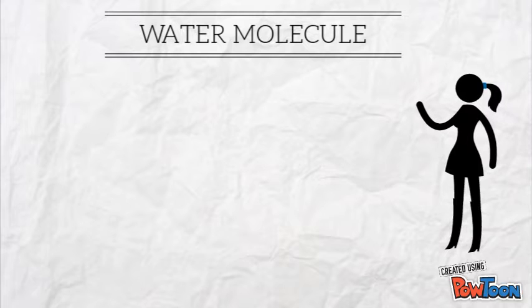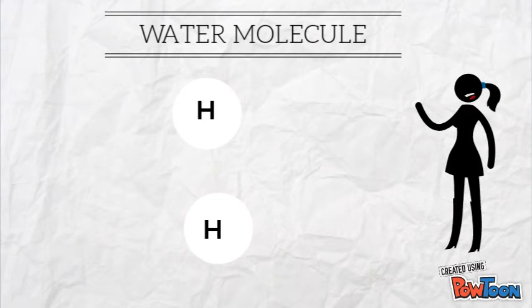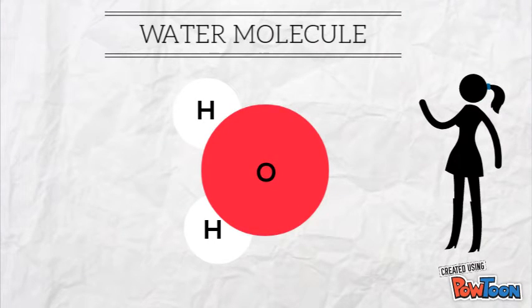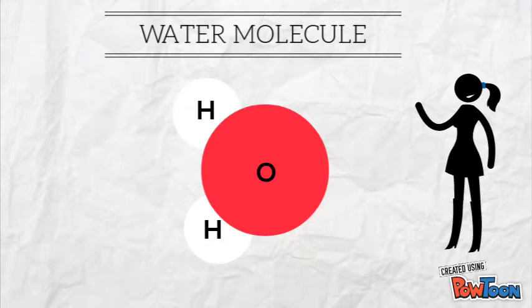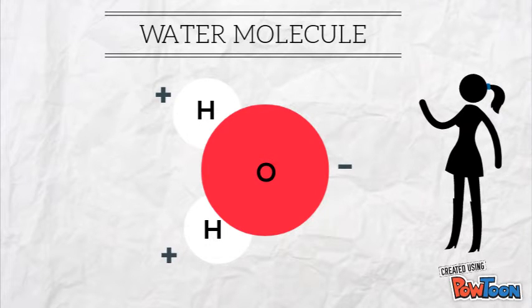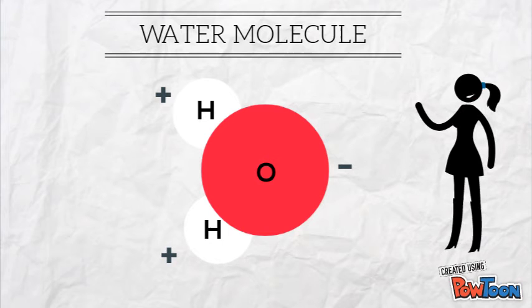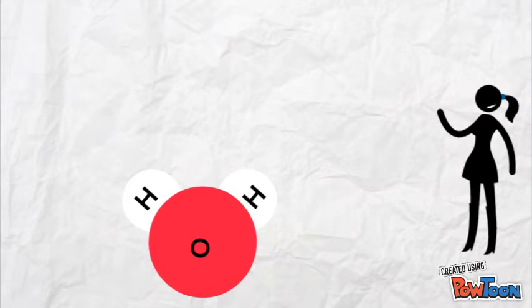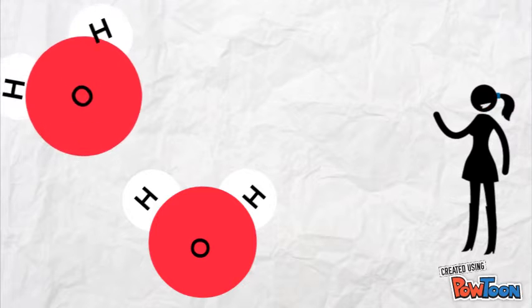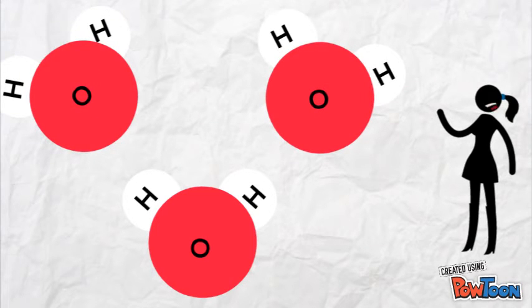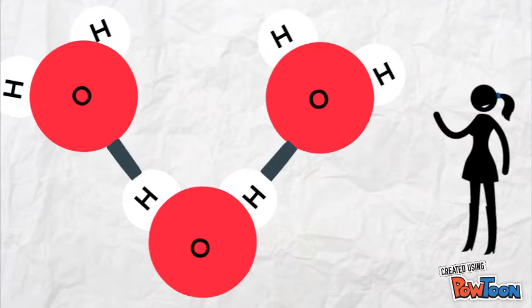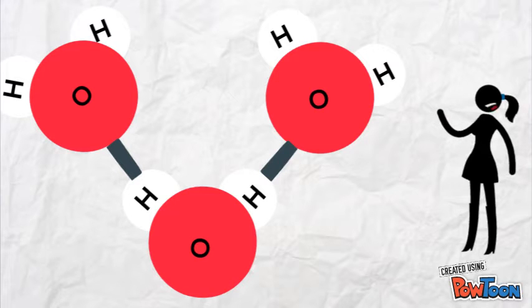Each molecule contains two atoms of hydrogen and one atom of oxygen, arranged such that one side of the molecule is positively charged while the other side is negatively charged. If two water molecules come together, the positive side of one is attracted to the negative side of the other, making the molecules cling together.